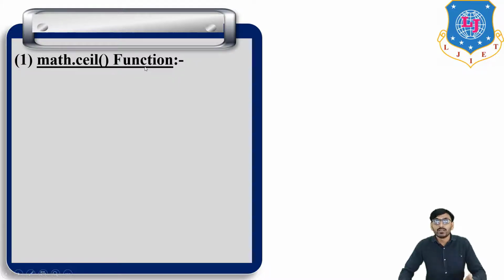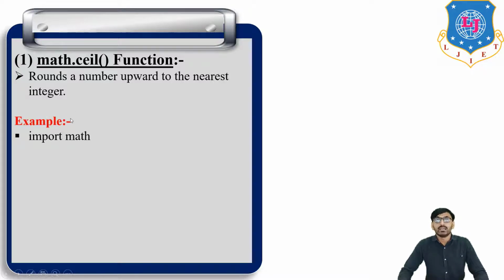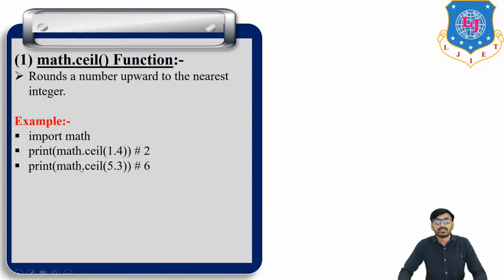Then next one, math dot ceil function. Inside the math module, we discuss first the ceil function. It is used to round a number upward to the nearest integer. For example, import math. First we import module math, then print math dot ceil and in the bracket 1.4. If we round this number upward to the nearest integer, it is 2. Output is 2.